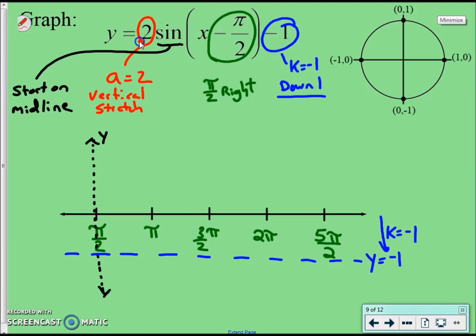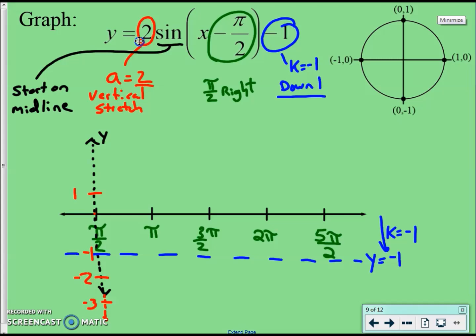Now I'm going to apply my amplitude. My amplitude is 2, so I need to count 2 above negative 1. So if this is at negative 1, counting 2 above, 0 is 1, and 1 is 2. Counting 2 below negative 1, I have negative 2 and negative 3. Okay. I've now taken into account my vertical stretch of 2. I've taken into account my vertical transformation of down 1.